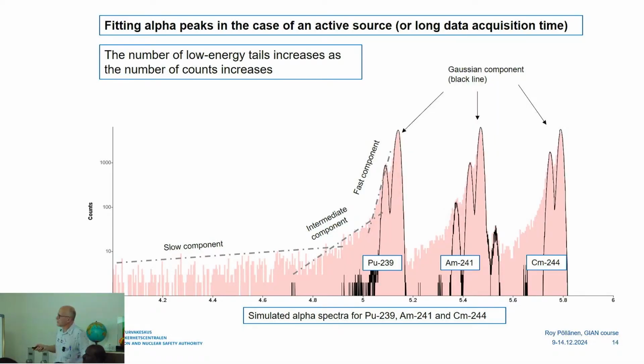I think this is a simulated case, and there are three nuclides here. So it is Gaussian, and then there are, in this case, three tailing components taken into account. Then you can really take all into account when you determine areas, peak groups.